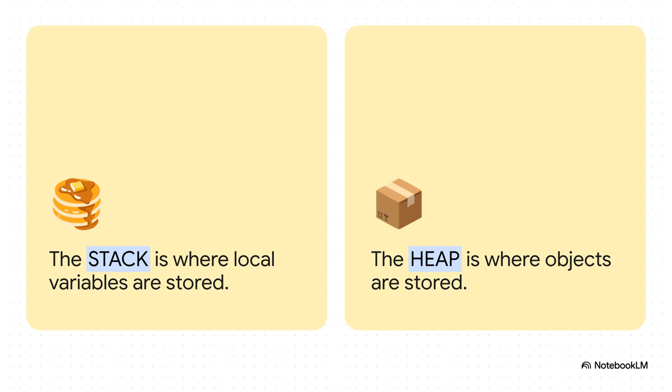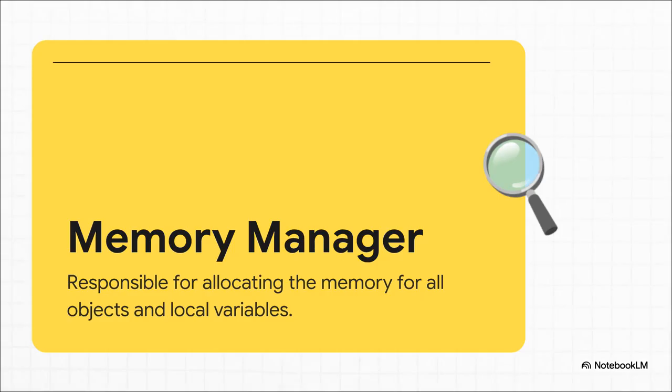Think of this as super fast, super organized, short-term storage. It's perfect for things like local variables that only exist for a moment. Then you've got the heap. This is your long-term storage. It's a bit slower, but it's a huge, flexible space for all your objects, the things that need to stick around for a while.